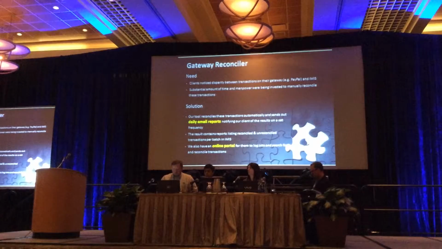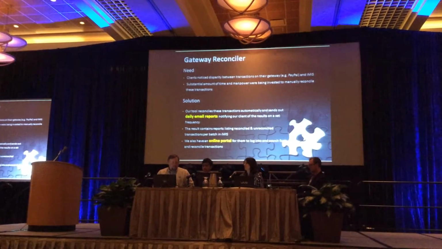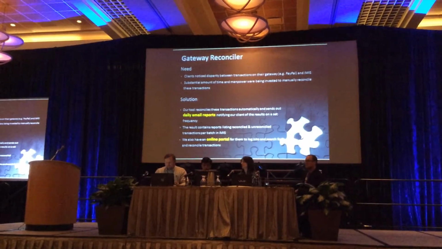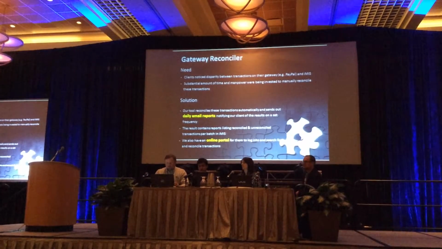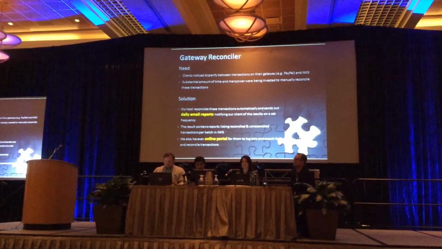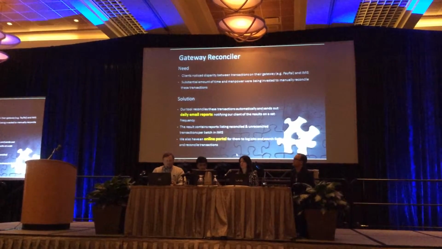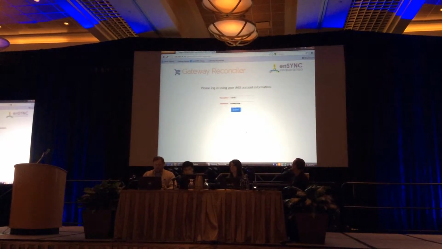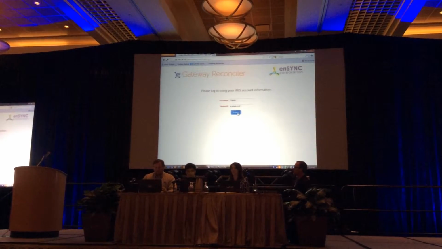But what if we want to search on a broader date range? What if we want to reconcile transactions for an entire month? For that, we also have an online portal where our clients can log into and search for and reconcile transactions. Let me take you to that portal. So we log in with our IMS account information.